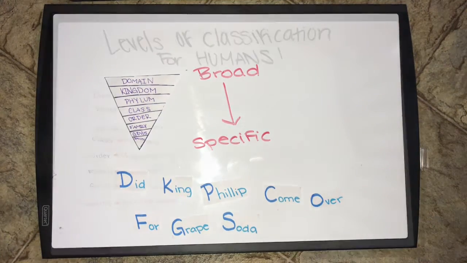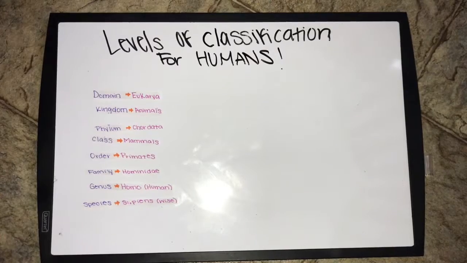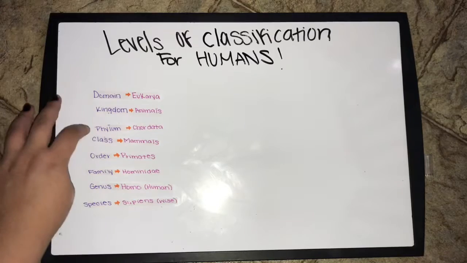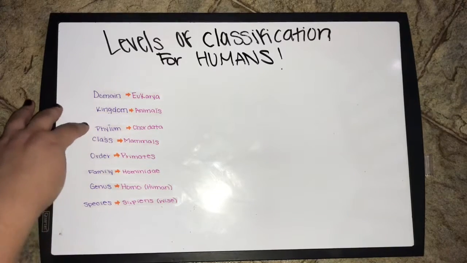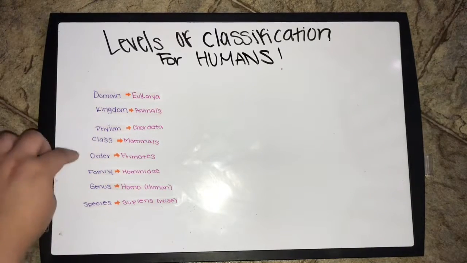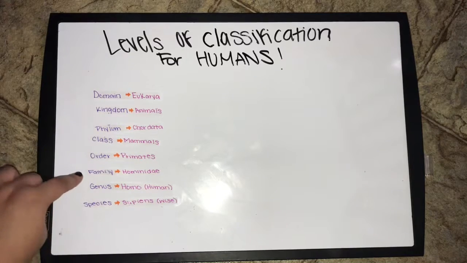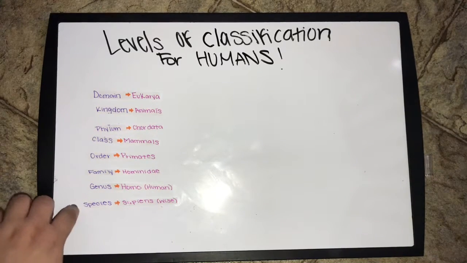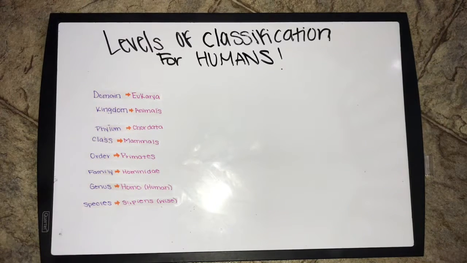So now we're going to talk about the levels of classification for humans. This is just an example I am going to give you, but there are many others online. The domain is Eukarya, the kingdom is animals, the phylum is Chordata, the class is mammals, the order is primates, the family is Hominidae, the genus is Homo, and the species is sapiens. If you didn't know, Homo means human and sapiens means wise.